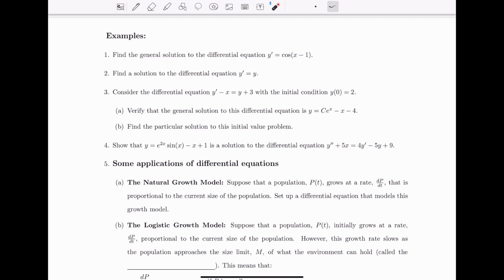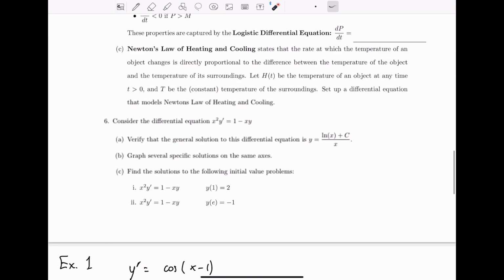Now, notice that this problem says find a solution. We actually haven't seen a method for solving this yet, so we're going to use our intuition and try to guess here. And later on, we'll actually see a method that analytically allows us to solve this. But right here, I think we'll get some good intuition for finding a solution to this particular differential equation.